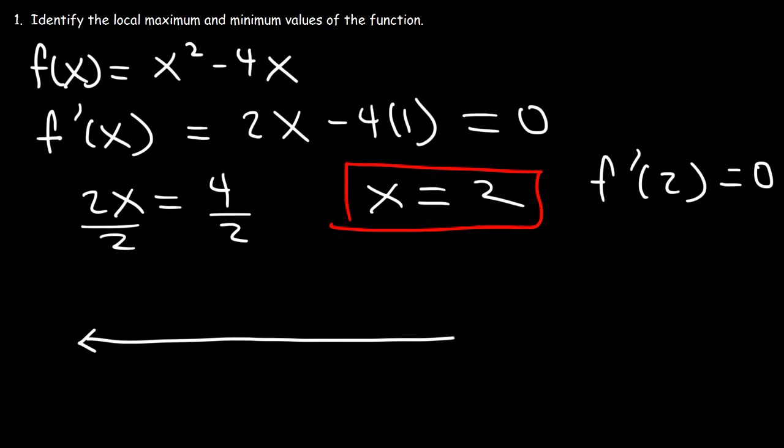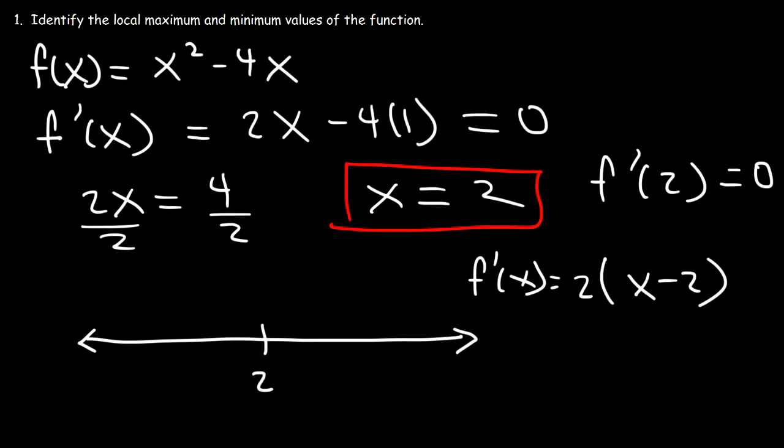Now what you want to do at this point is make a number line and place the critical number on the number line. Now I'm going to write the factored form of the first derivative, and that is 2 times x minus 2. So if we were to plug in a number greater than 2, like 3, will the first derivative be positive or negative? 3 minus 2 is positive 1, so it's going to be positive. If we plug in a number less than 2, like 1, 1 minus 2 is negative.